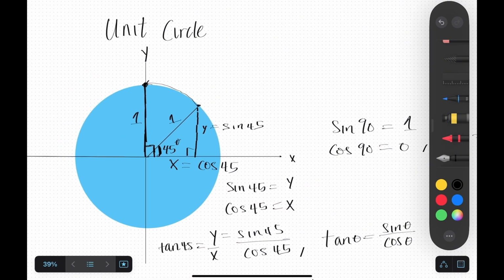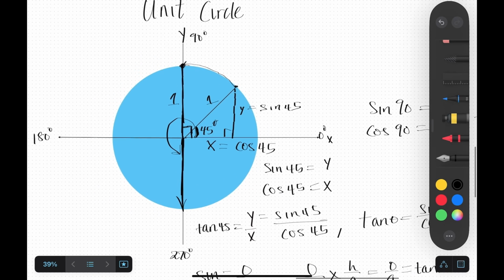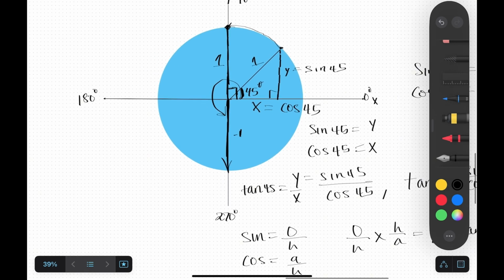Furthermore, we'd have the same problem if we were to rotate another 180 degrees to an angle of 270 degrees, with tangent of 270 equal to negative 1 over 0, which is undefined.